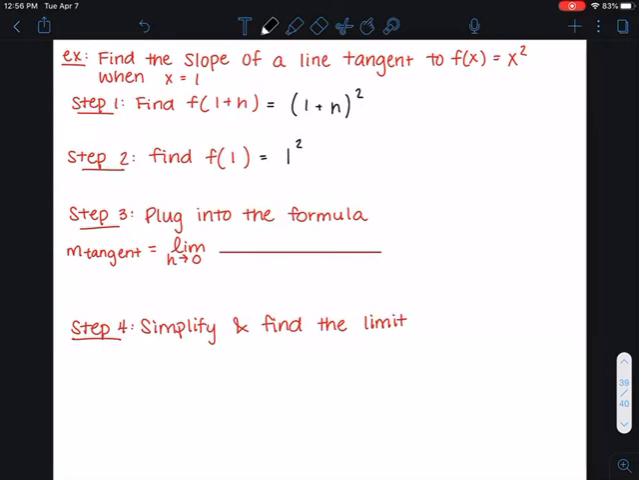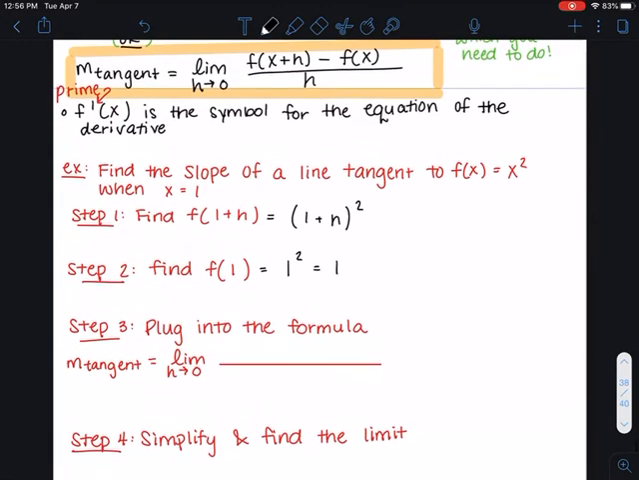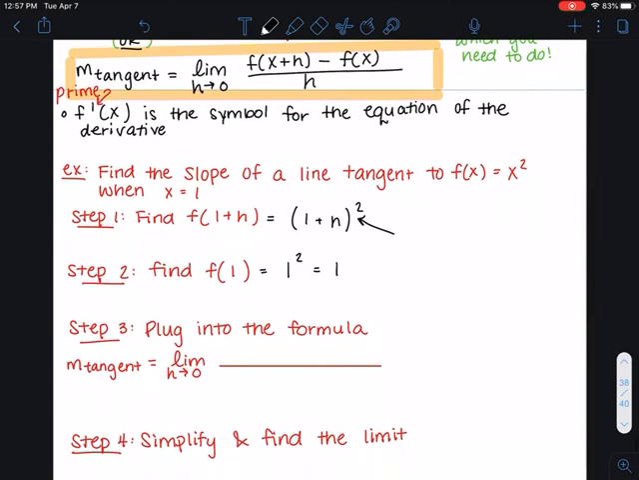Now we want to find f of 1. Every time I see an x, I'm going to put a 1. So now I have 1 squared, and 1 squared is equal to 1. Now we're going to plug it into the formula. I'm going to pull this forward so we can see it. First, you need f of x plus h, and f of x plus h became 1 plus h squared. So this becomes 1 plus h squared minus f of x, and f of x is 1, over h.